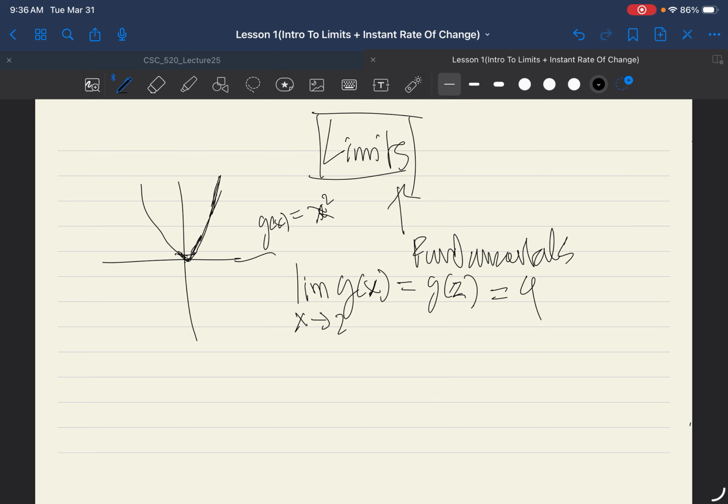We're going to see new scenarios tomorrow where the limit as x approaches a certain number, we'll call it c, of f of x will not be equal to f of c. So we're going to check that out tomorrow.